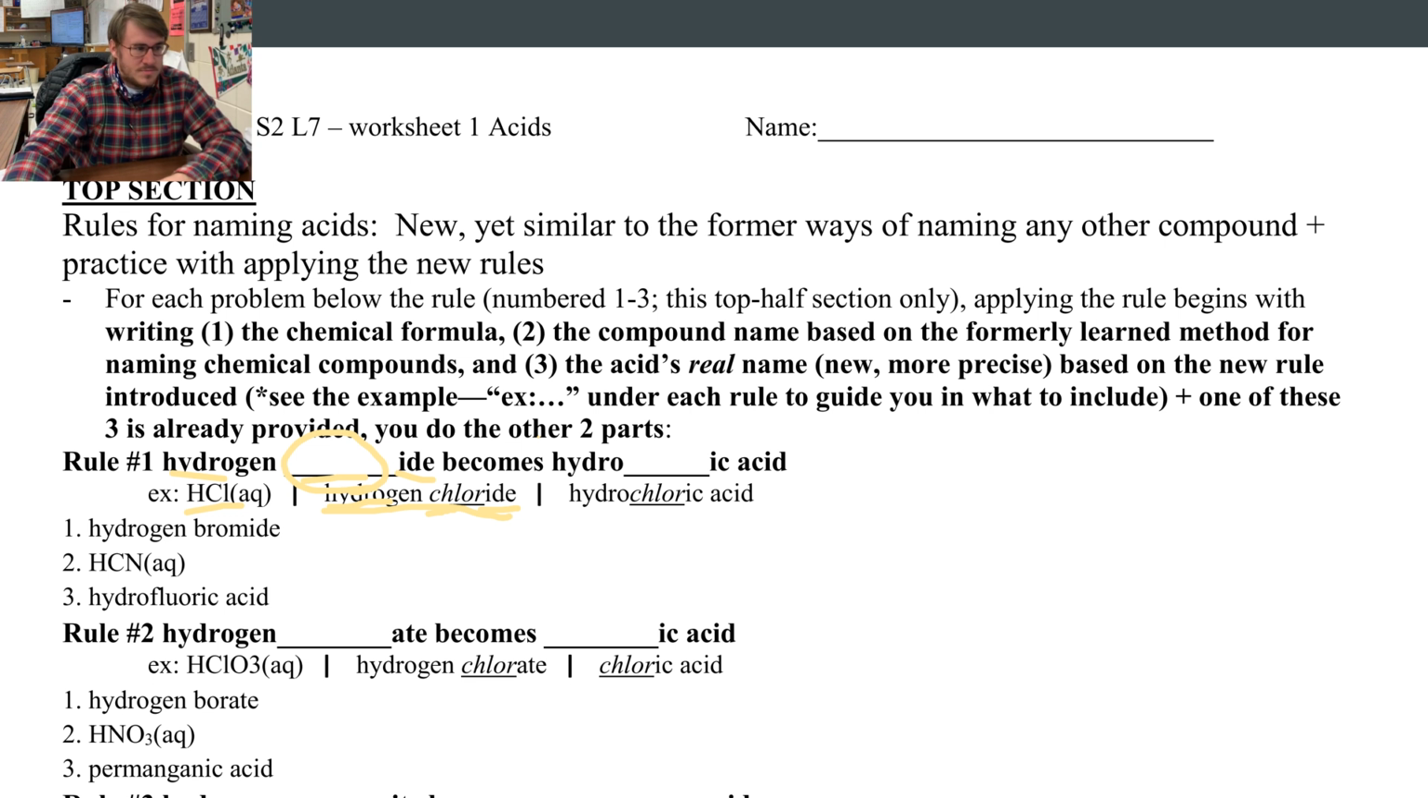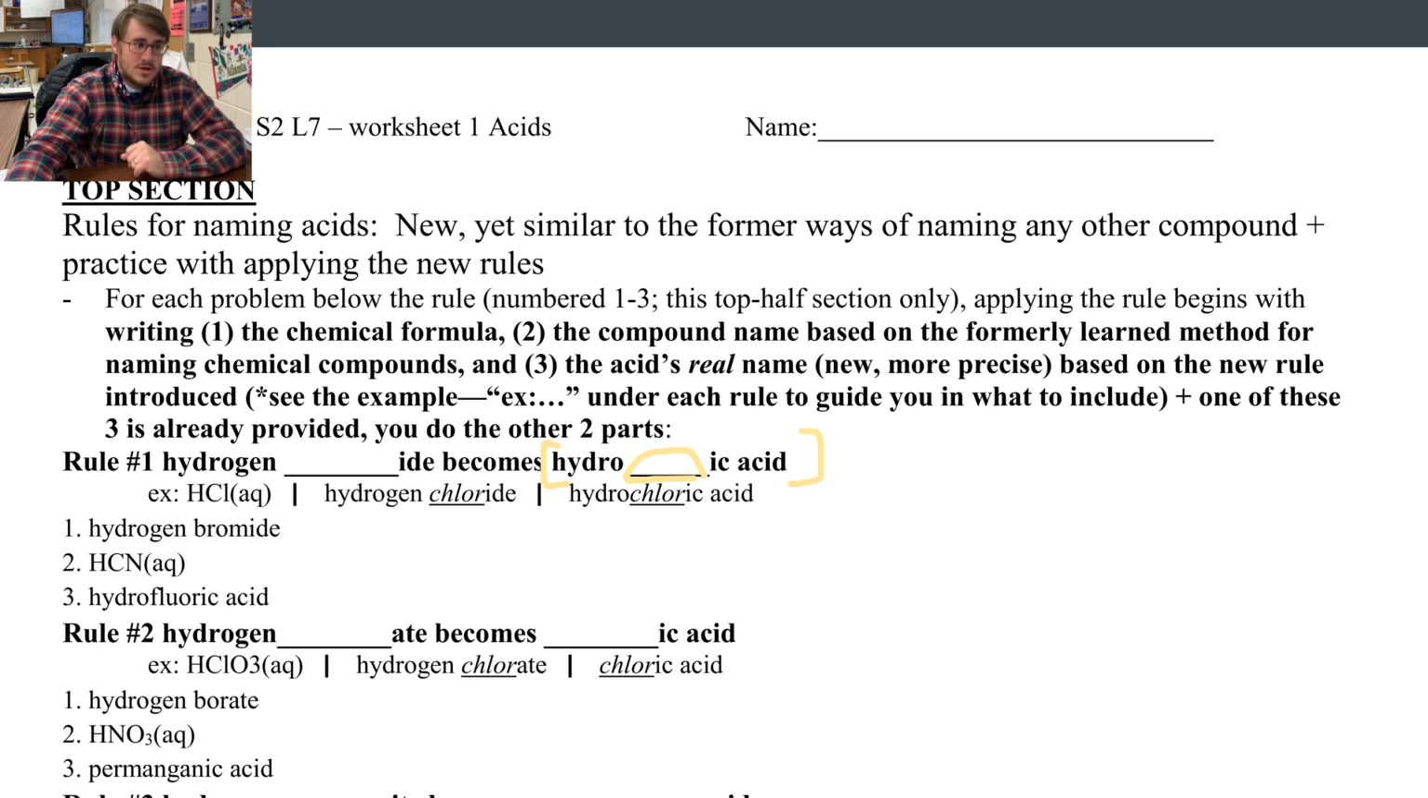So what we fill in the blank here, chlor, we would also fill in the blank over here. So it's chloride becomes hydrochloric acid. Once again, this begins the new rule, the name of the new rule. So we would say HCl is the formula. Old way we'd name that is hydrogen chloride. Bring over the chlor and call it hydrochloric acid. So the rule is bring hydro, bring ic.